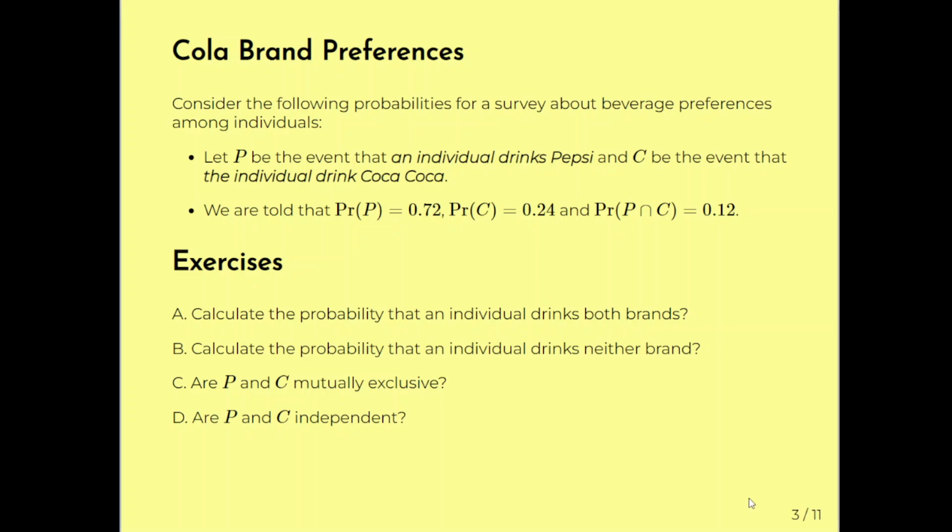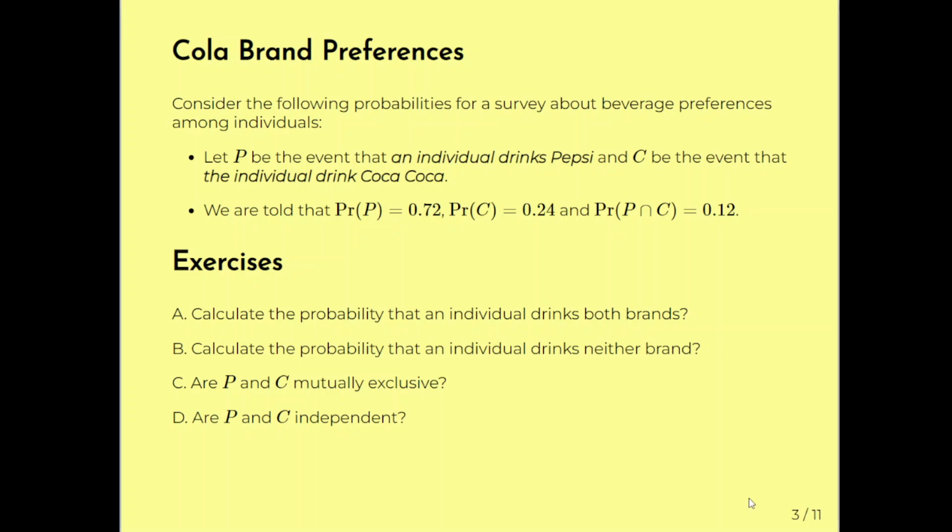Considering the following probabilities for a survey about beverage preferences amongst individuals. Let P be the event that an individual drinks Pepsi and let C be the event that the individual drinks Coca Cola. We're told that the probability of P is 0.72, the probability of C is 0.24, and the probability of P intersection C is 0.12. Okay, that's what we're told. Calculate the following. Calculate the probability that an individual drinks both brands. Calculate the probability that an individual drinks neither brand. Are P and C mutually exclusive? Are P and C independent?